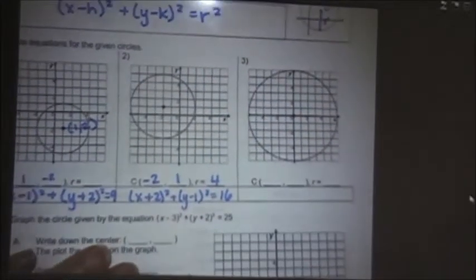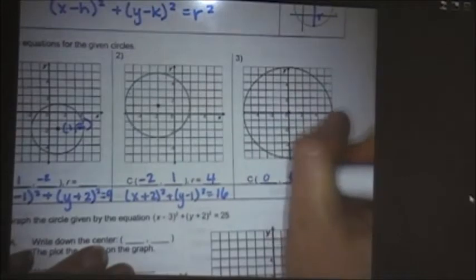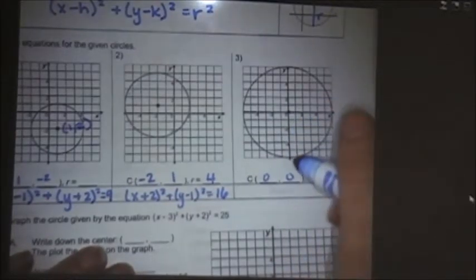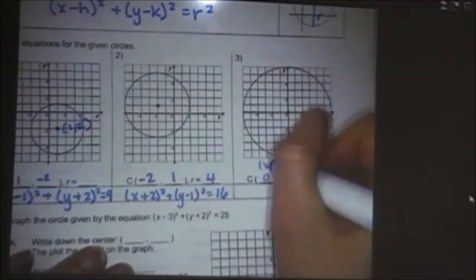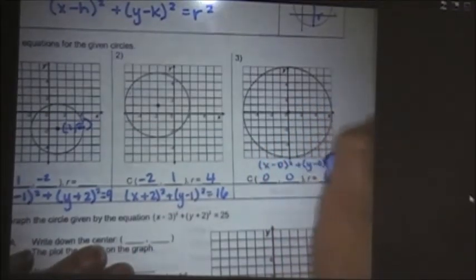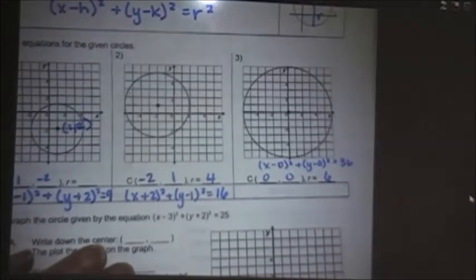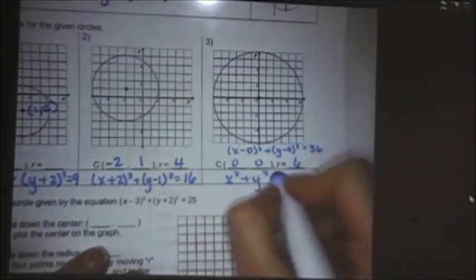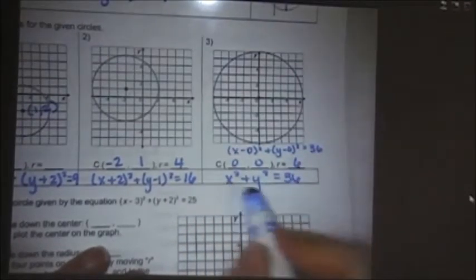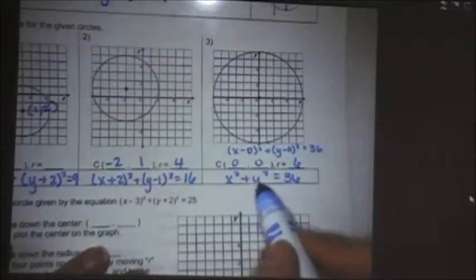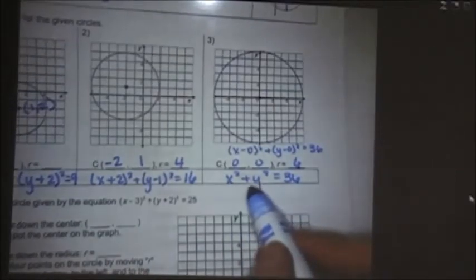And for the last one, it's centered at the origin, (0, 0). It has an r value of 6. Now, if I were to plug this in normally, it would look like this, (x - 0)^2 + (y - 0)^2 = 36, but I don't need those zeros. So, most of the time you'll see it written like this, x^2 + y^2 = 36. So when you see one that looks like that, where there's nothing grouped with x and y, then you know that that is centered at the origin.